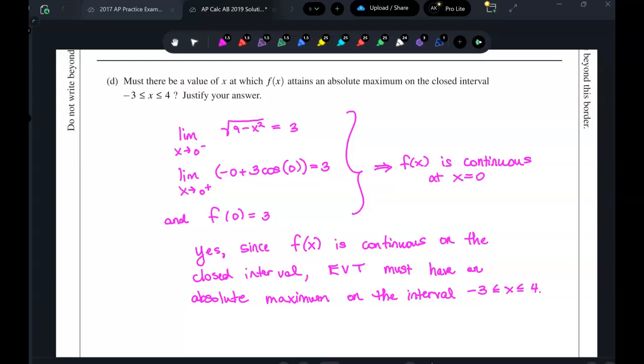I should have said by extreme value theorem, not just EVT. I don't know what was going on. I was mixing everything up on this test.